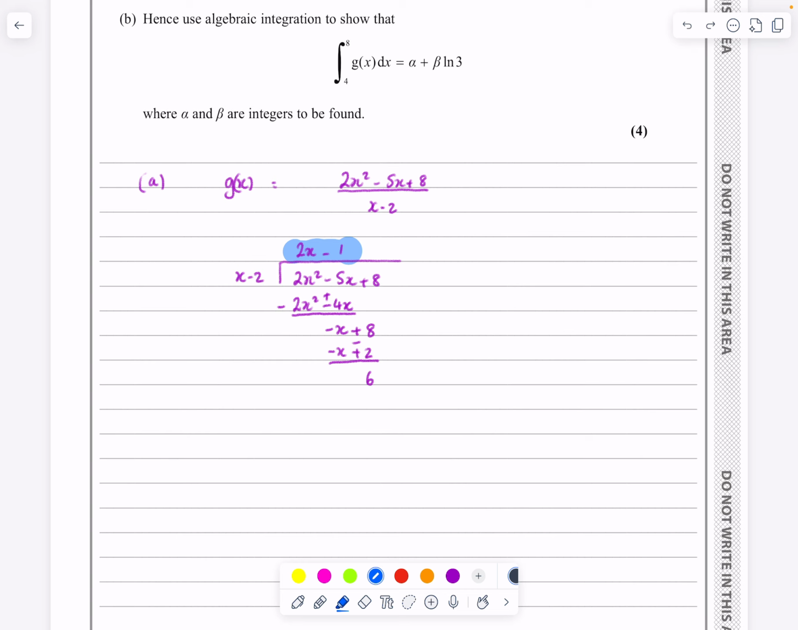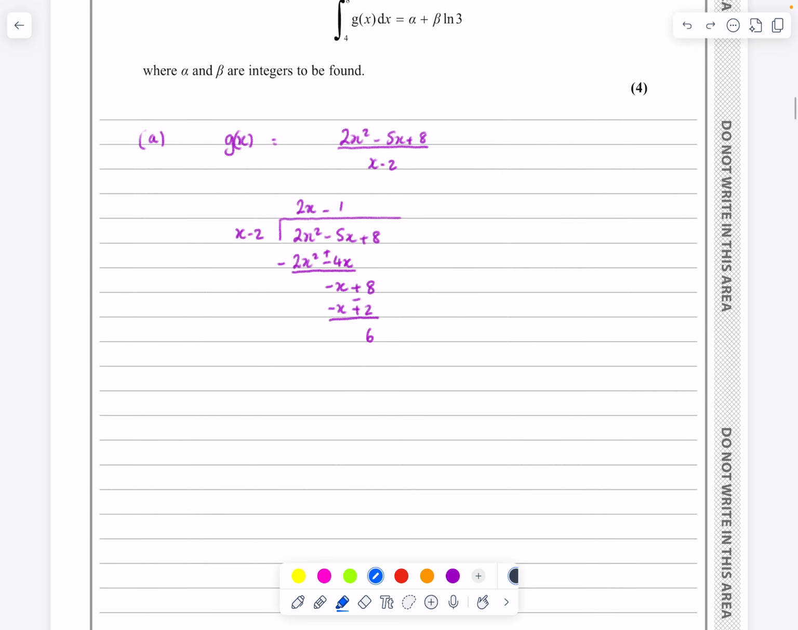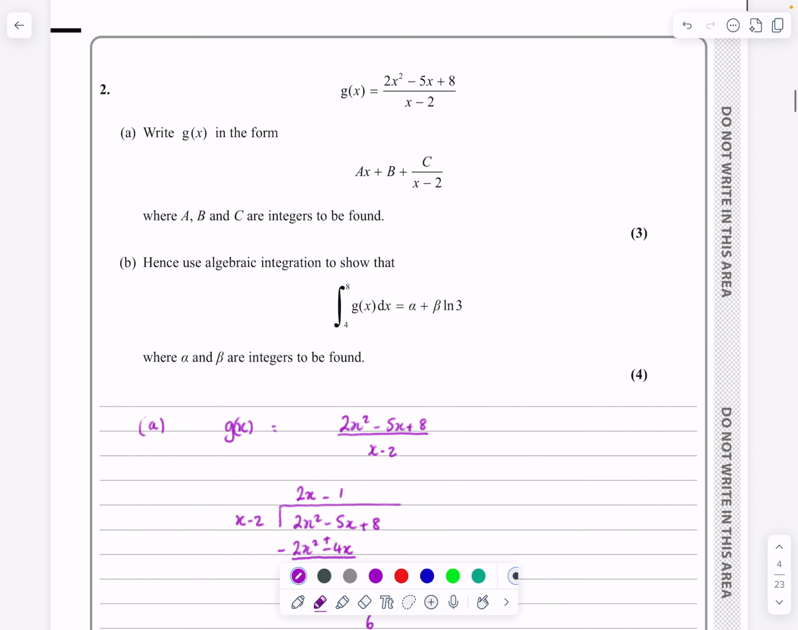So if I just write that down now for the examiner, we can then say that g(x) works out to be 2x minus 1 and then 6, the remainder, over x minus 2, and then that's in the format that we wanted for part A here.